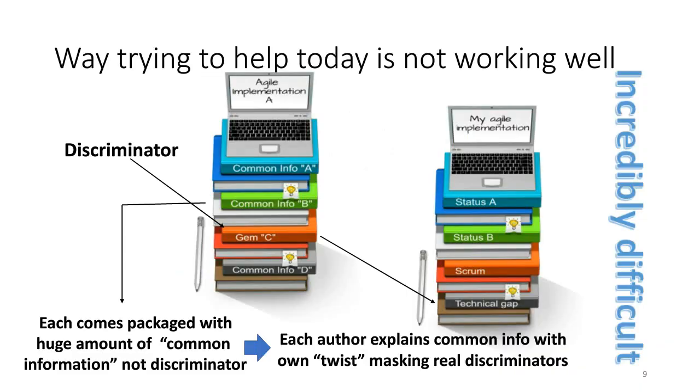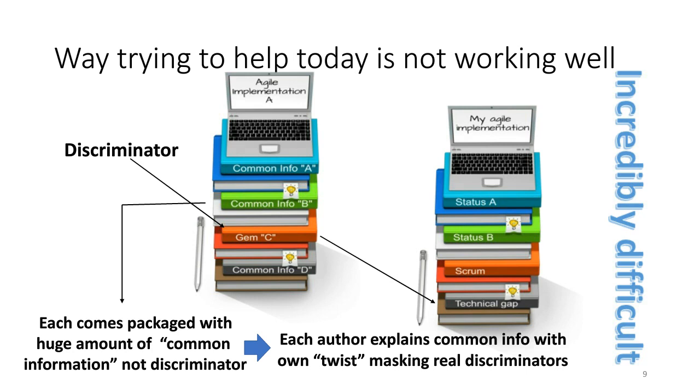So I also submit that this slide is very important, and it may be a little difficult to follow, but we're going to come back to it. So I'm going to go slow here over the next few slides. I would also submit that the way we're trying to help today isn't working well, and that's because it is incredibly difficult to identify the real gems or discriminators in each competing Agile implementation, and then figure out how to extract those gems and then insert them into your own way of working to address a specific problem you know you have.